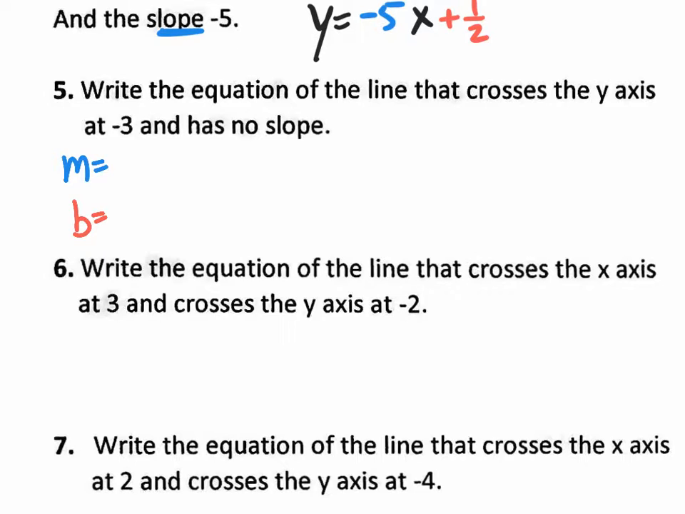It has no slope. So what do we put for slope? What is the m value? 0, right? That's the m. How about the b value? Do we know where it crosses the y-axis? Yeah, it tells us it crosses at -3.